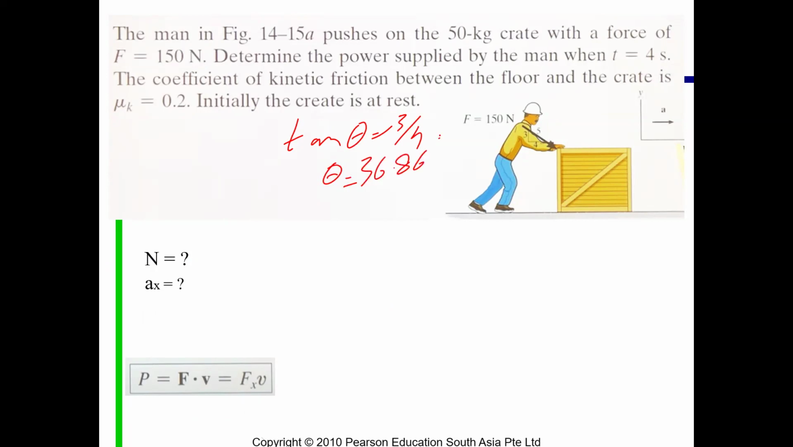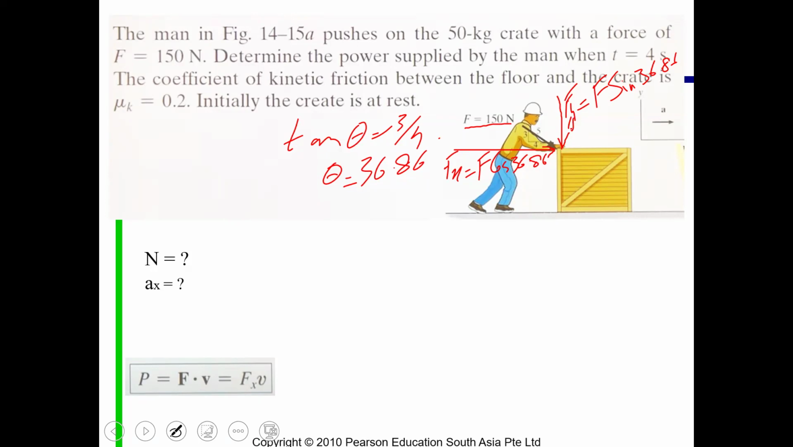So we figure out that the angle the external force is making is 36.86 degrees. You can also understand that there is one component like this and one component like this, right? So Fx is equal to F times cos 36.86, and Fy is equal to F times sin 36.86.